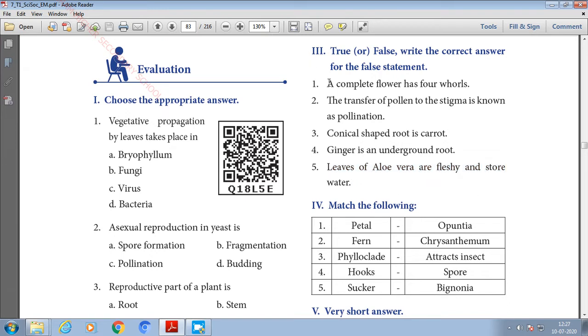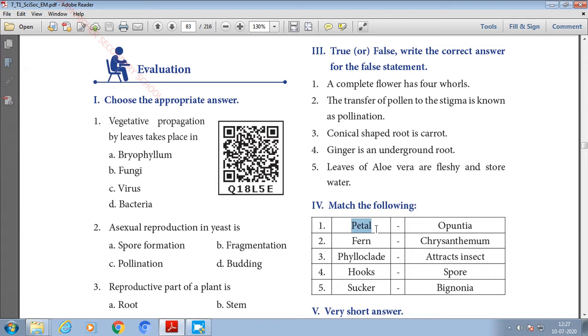So from the first, I'll say a complete flower has 4 whorls. Answer is true. The transfer of pollen grains to the stigma is known as pollination is true. Conical shaped root is carrot, it's true. Ginger is an underground root. Here root is wrong, so you have to underline root, and instead of root you have to write stem. So ginger is an underground stem. And leaves of aloe vera are fleshy and store water. Yes, it is true.